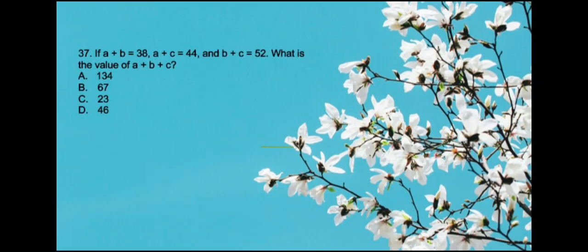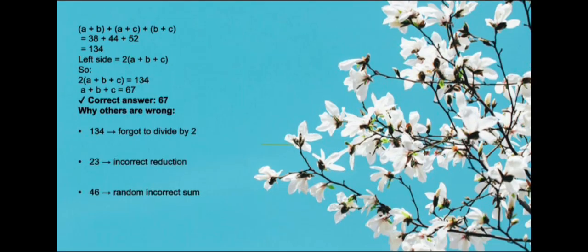So let's have the 37. If A plus B equals 38, A plus C is 44, and B plus C is 52, what is the value of A plus B plus C? A, 134, B, 67, C, 23, D, 46. So let's have the rationalization. A plus B is 38, A plus C is 44, and B plus C is 52. We're going to add these together to get 134, and the left side is 2A plus 2B plus 2C, which equals 134. So A plus B plus C is 67. So the answer for this is 67.